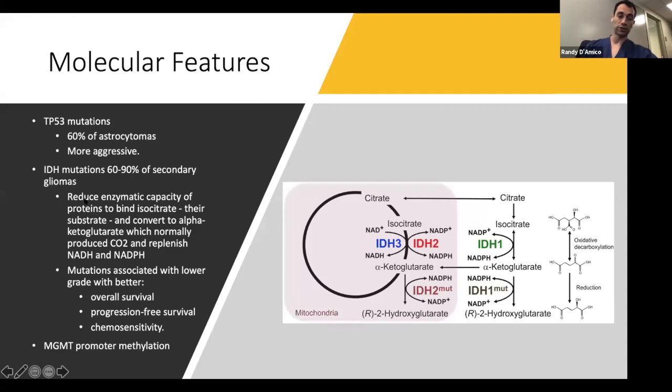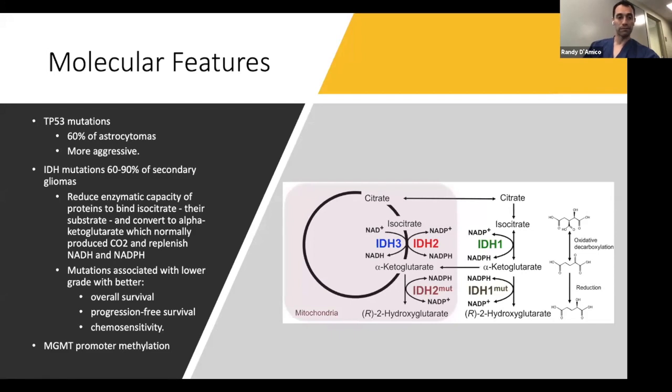IDH mutations, which are more likely in these lower grade astrocytomas, 60 to 90% of what we call a secondary glioma, meaning that it's a glioma that starts low grade and progresses to high grade versus a tumor that just starts immediately as a high grade tumor. All right. This mutation is important and actually part of the Krebs cycle. So anyone going through orgo or bio has heard of this.